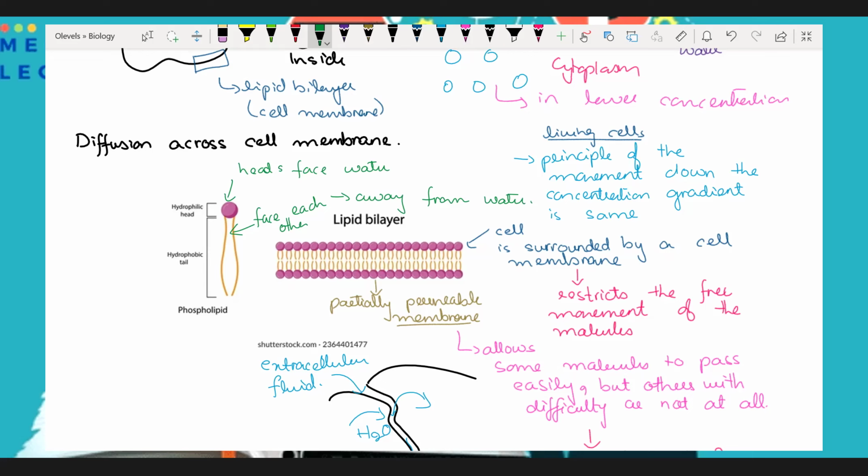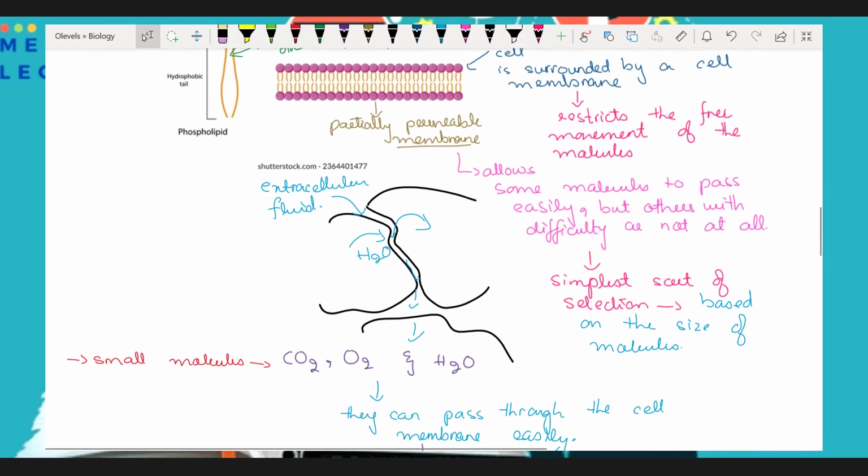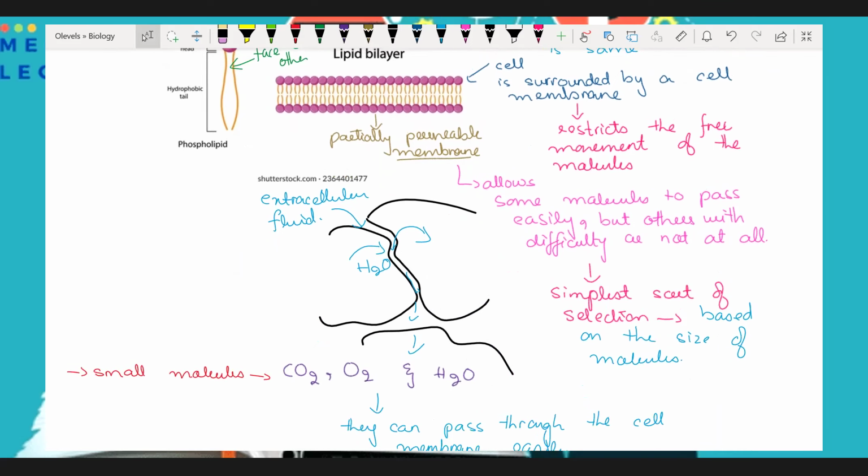That it restricts the free movement of molecules, right? And due to that, we call it a partially permeable membrane. Now, what does that mean? That means that it allows some molecules to pass easily, but others with difficulty or not at all, right? And what is the basis of selection? How does the cell membrane decide what molecules will pass through the cell membrane or what molecules will not pass through the cell membrane, right?